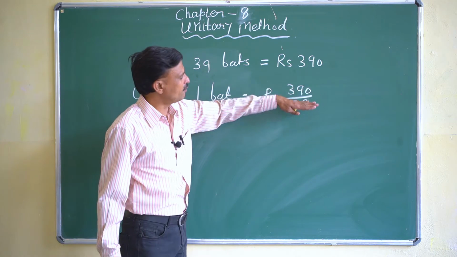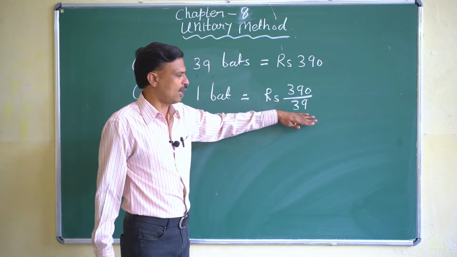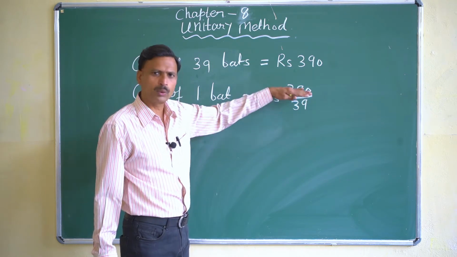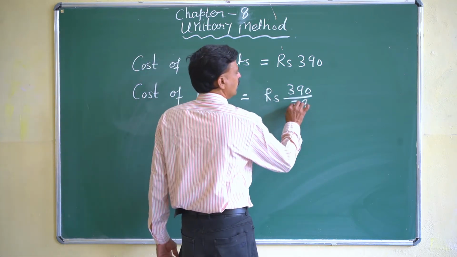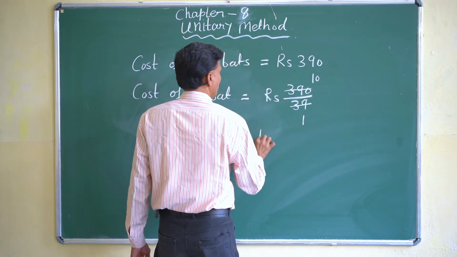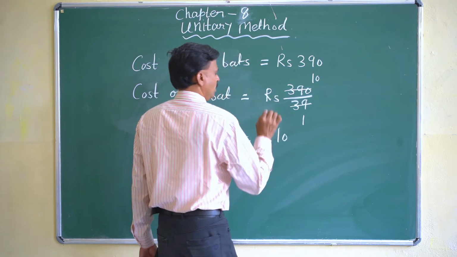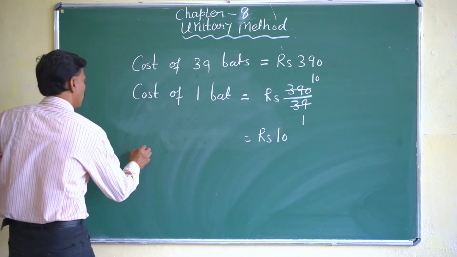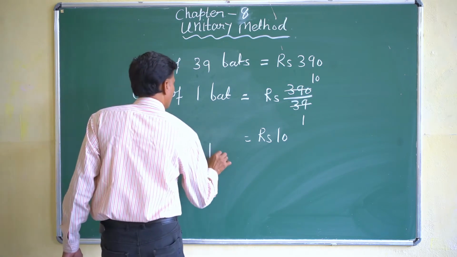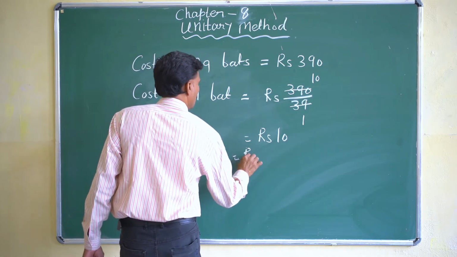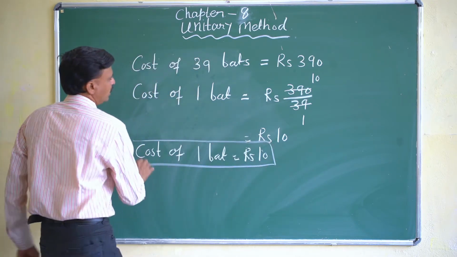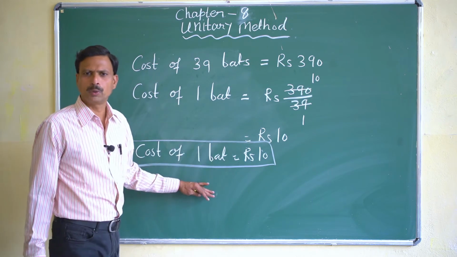And when we divide 390 by 39, you know how many times it goes? Yes, definitely 10 times. 39 into 10 is equal to 390. So we are getting rupees 10. So the cost of 1 bat is equal to rupees 10, and this is our answer. This type of question we do in the unitary method.